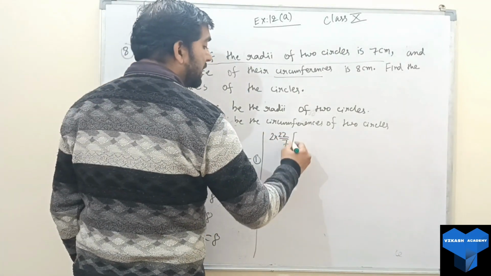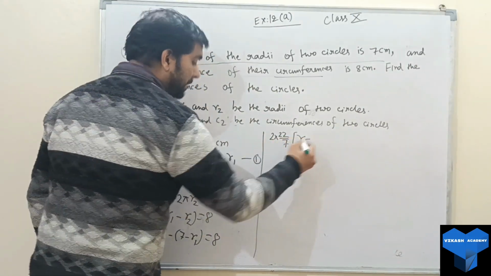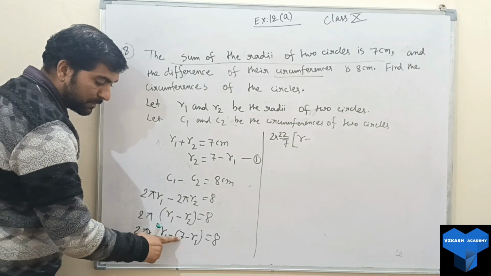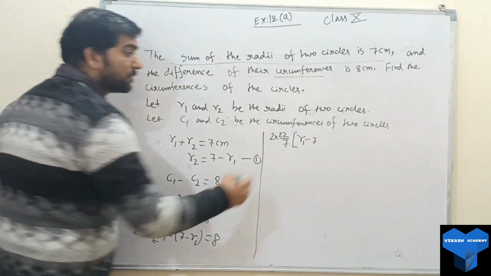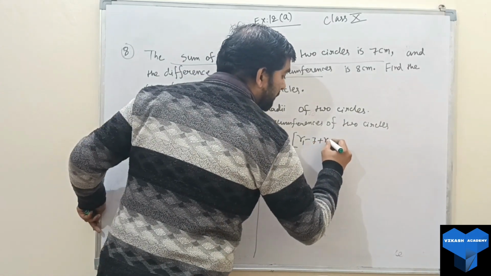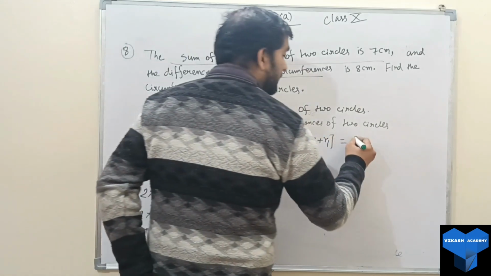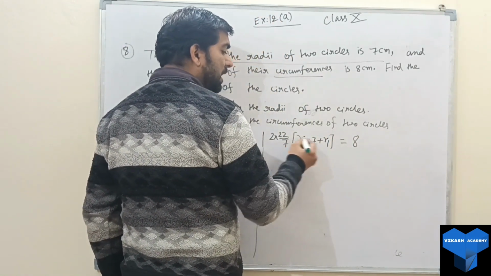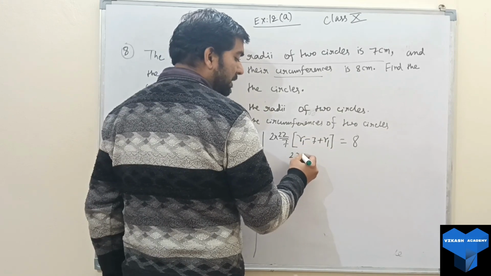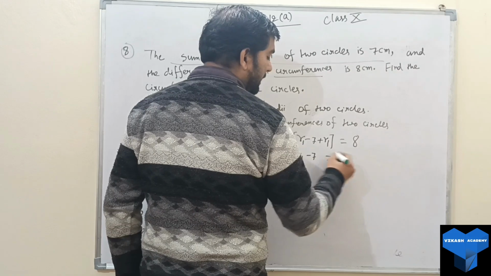Then here we can write R1 will be R1 minus into plus will be minus 7. Then minus into minus will be plus R1 equal to 8. Now transfer this number to the other side, so first I will add R1 plus R1, it will be 2R1 minus 7 equal 8.